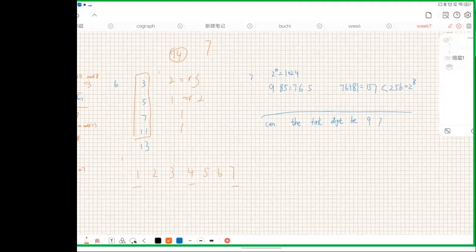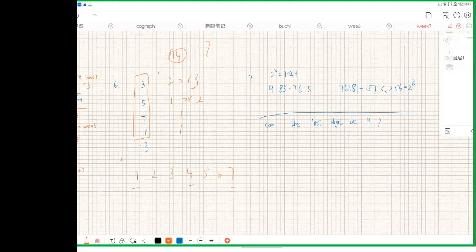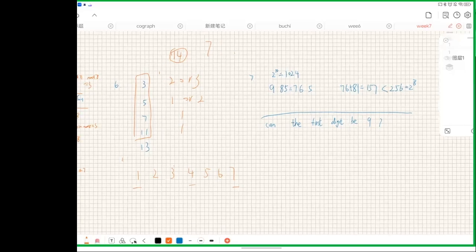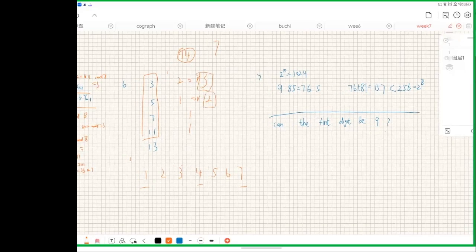So let's consider each prime as a pigeon and each number as a hole. We have 3 plus 2 plus 1 plus 1, so we have 7 pigeons and 7 holes. We want exactly 1 pigeon in 1 hole, then this sequence will satisfy our requirement. Then the 3 pigeons for 3 can only be put in these 3 holes, so that failed. And then for the 5, how can we put that? We found that there's no way to put them, right?